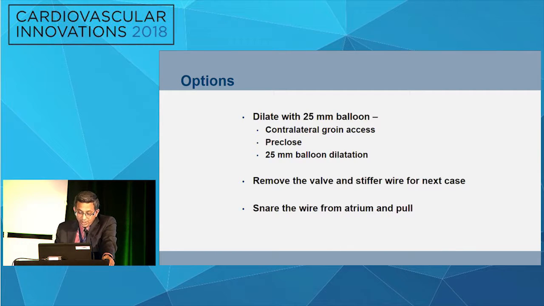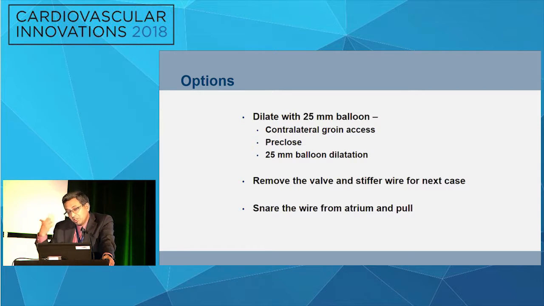So we said, okay, we get a contralateral access of the groin, cross the valve, dilate with a 25 balloon. So pre-closed, put a 14 French sheath, dilated with a 25. Cannot do it. So now we thought that one option is to remove the valve, because the valve does come out. So the 29 millimeter valve will come back through the sheath. It will not come out all the way through the sheath, but it will come inside of the sheath. Then you can remove the sheath.